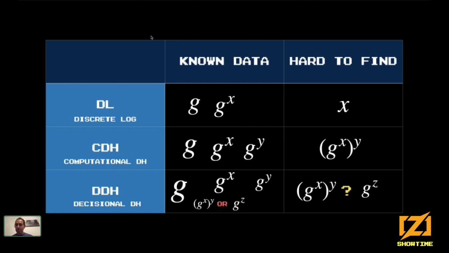The CDH problem is pretty much what we did just before. So we have an attacker, a passive attacker, who knows G and both public keys, but based on that, is not able to find the shared secret. And the next one is a refinement of the previous one. Given a shared secret or some random element, an attacker is not able to tell whether this is actually the shared secret or not.